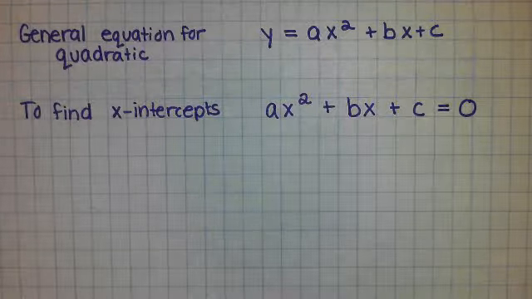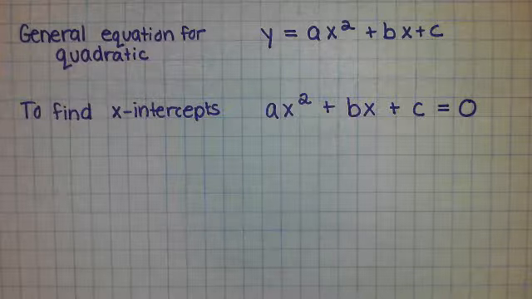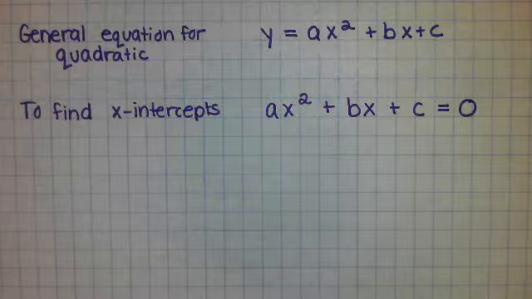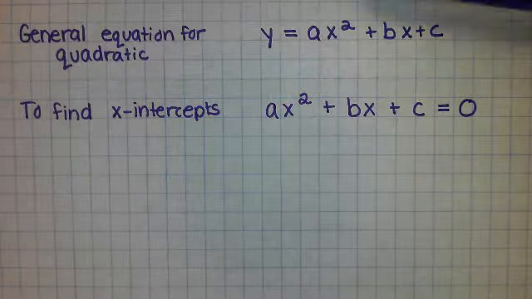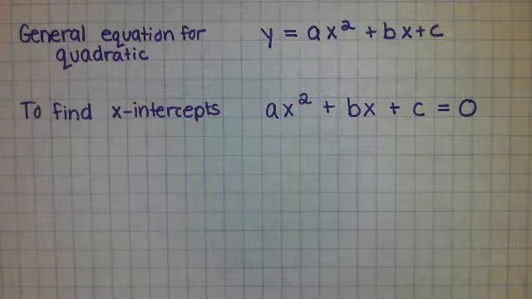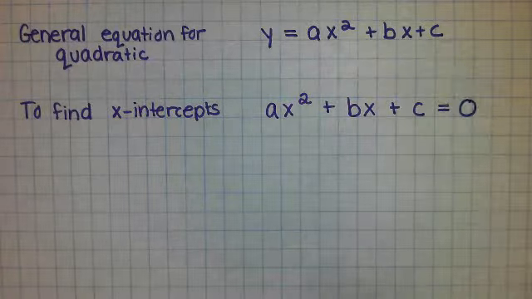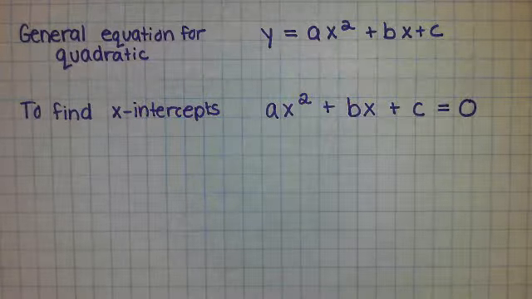Hello everyone. Today we're going to take a look at the general equation for a quadratic, which is y equals ax squared plus bx plus c. Remember, you need to have a squared term in order for you to have a quadratic. You don't necessarily have to have the b or the c term, but you must have the square in it.